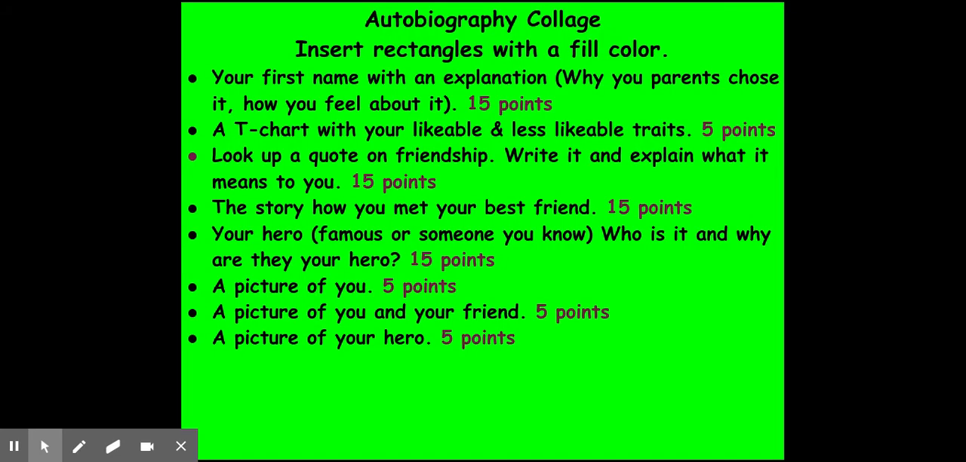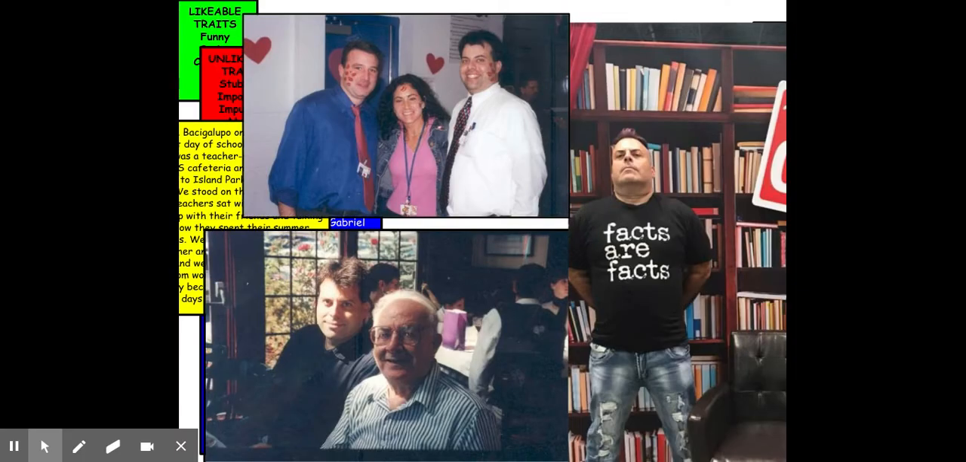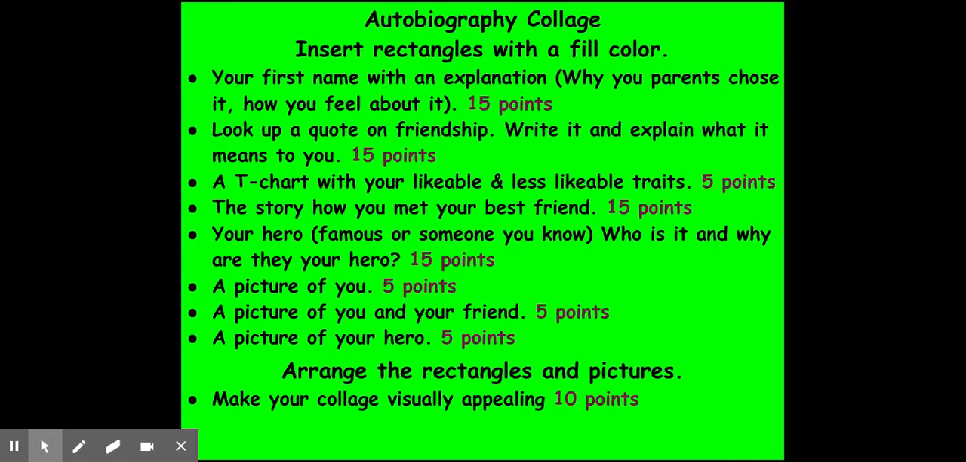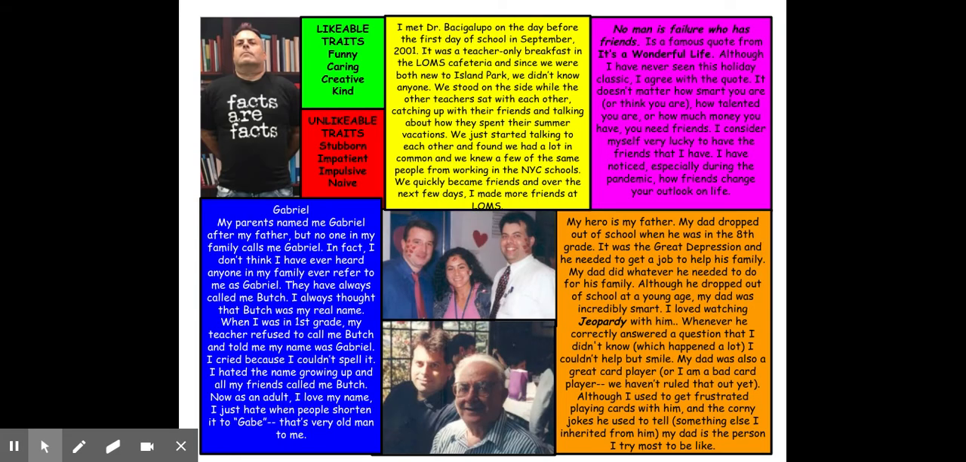Now we're ready for pictures. You're going to need a picture of you and the friend you spoke about, and a picture of your hero. Now, my pictures are too big, so I'm going to probably have to crop them or make them smaller, or both. So this is a collage. I need you to rearrange your rectangles and your pictures, make it visually appealing for 10 points.